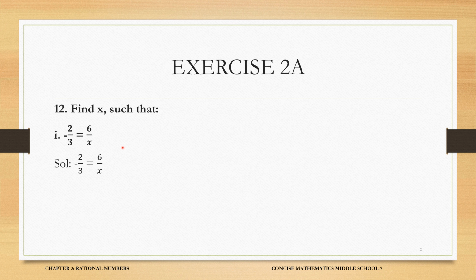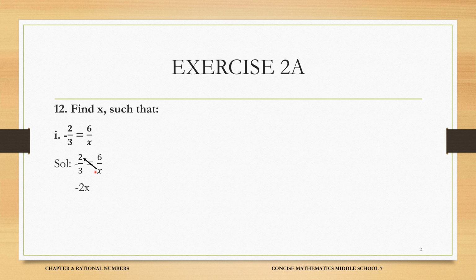Cross multiplication means the denominator part of the second rational number should be multiplied with the numerator of the first rational number. So that means 2 into x, that is minus 2 into x. Here x is in between this numerator and denominator. That means you can consider this minus in the numerator. So it should be 2 into x, that is minus 2 into x. So it becomes minus 2x, right?